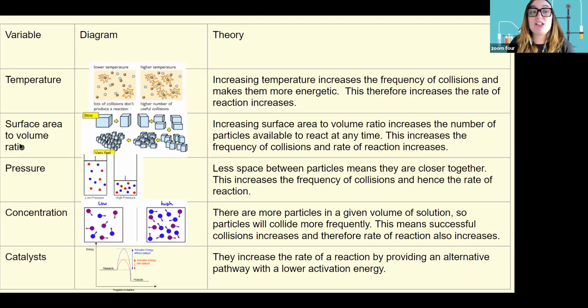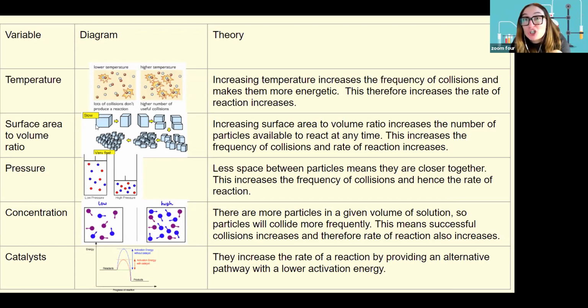Now, surface area to volume ratio. I've got a diagram here. Remember, the first thing to remember with surface area to volume ratio is that the smaller the pieces, if you cut them up really small, if it's a powder, the larger the surface area. That can feel a little counterintuitive, but remember, the smaller the pieces, the more particles available to react at any one time. Think about it in terms of sugar.